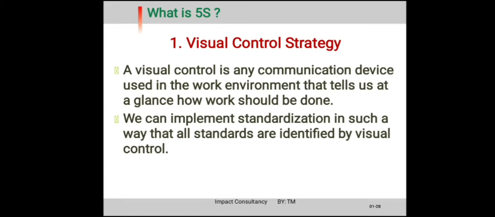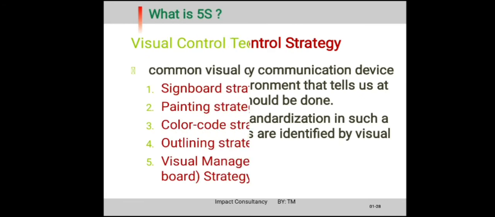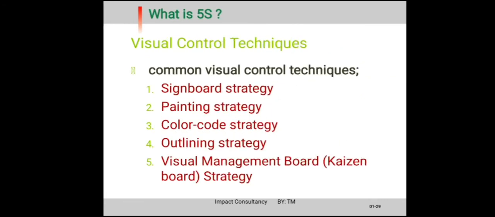strategy. The visual controlling strategy: a visual control is any communication device used in the work environment that tells us at a glance how work should be done. We can implement standardization in such a way that all standards are identified by visual control. Common visual control techniques are signboard strategy, painting strategy, color coding strategy, outlining strategy, visual management board, Kaizen board.